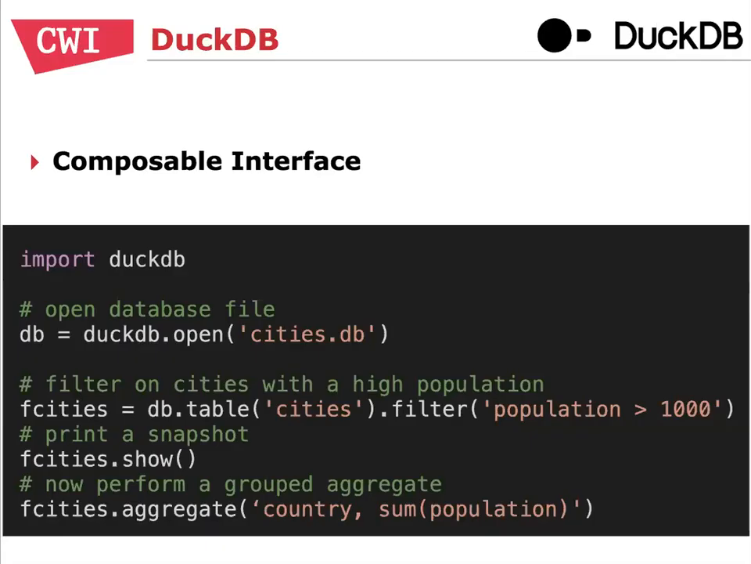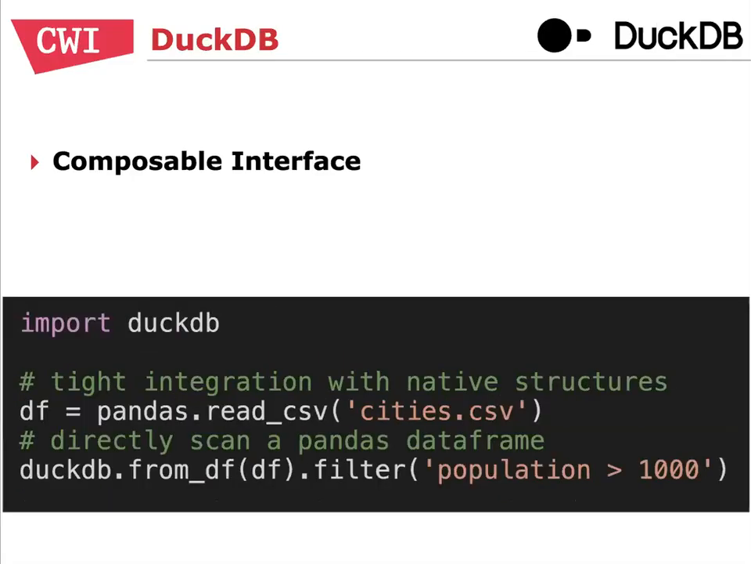And the nice thing is, because of these individual steps, you have dot table, dot filter, dot aggregate. You have full composability, and you can again inspect these intermediates. So here you can see we store this filtered data set in a variable, and then we can do dot show, and it will print us the intermediate. And this allows us to have this composability.